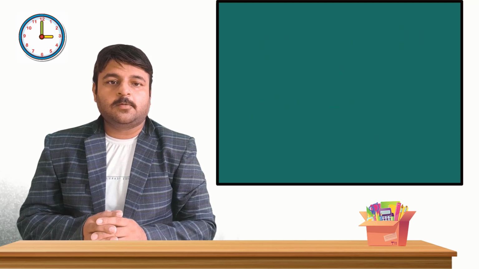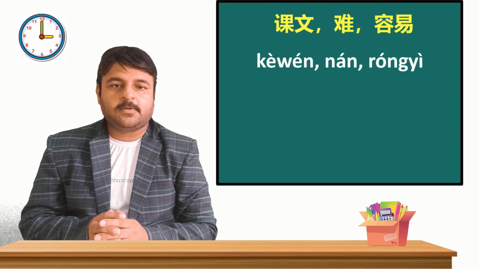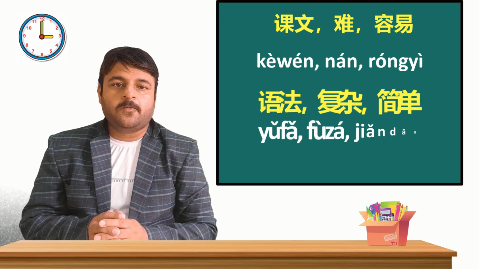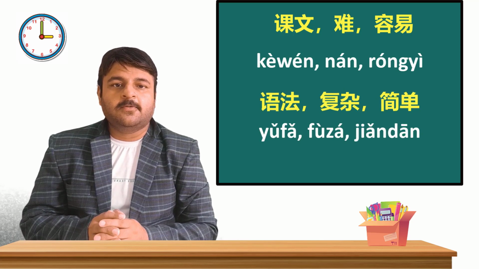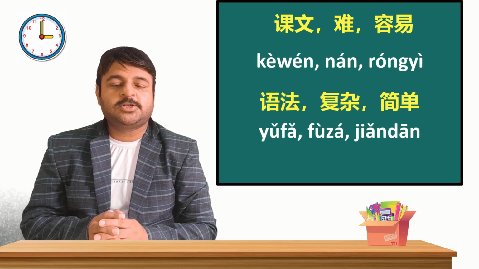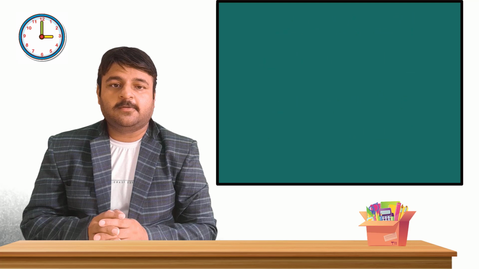Moving on to the next set of three words. 课文, text. 难, difficult. 容易, easy. Last set of three words. Let us read out these words. 语法, grammar. 复杂, complex. 简单, simple. Replace these words in the sentence to make new sentences.